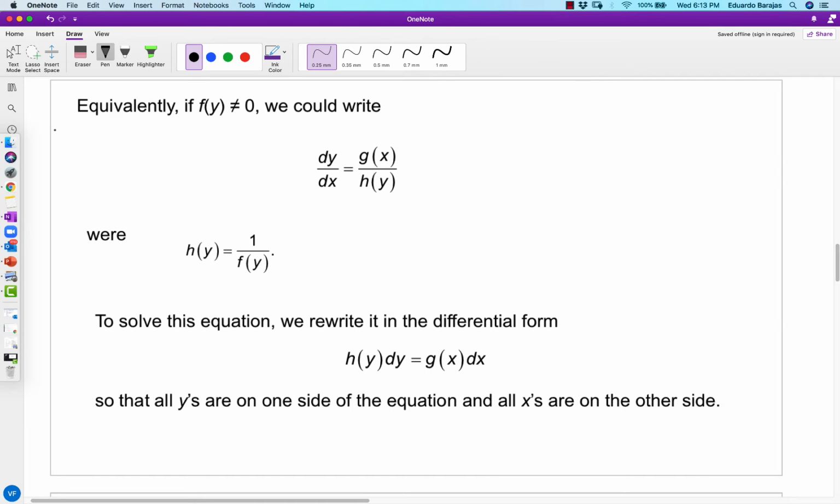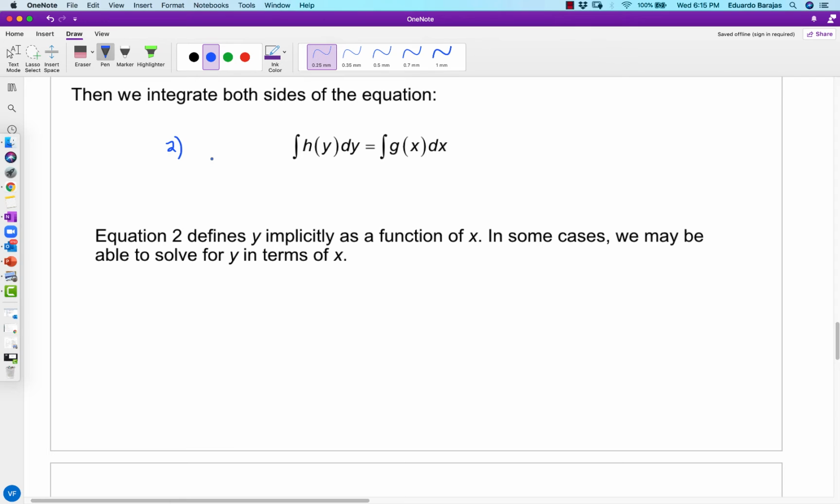Equivalently, if f of y does not equal 0, we can rewrite it as dy/dx equals g of x over h of y, where h of y is equal to 1 over f of y. To solve this equation, we can rewrite it in the differential form h of y times dy equals g of x times dx. Good. So we can get a function with all the y's on the left-hand side times dy equal to a function with all the x's times dx on the right-hand side. Then we integrate both sides of the equation, and hopefully those are two integrals we can solve.